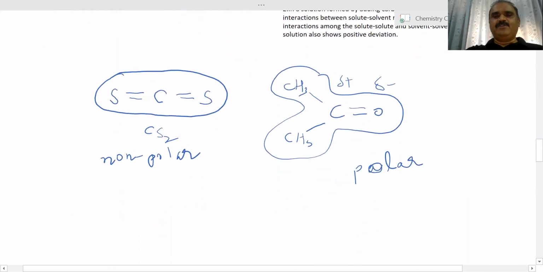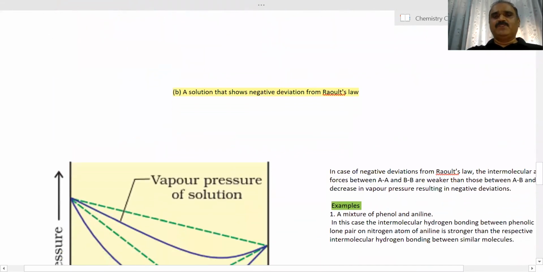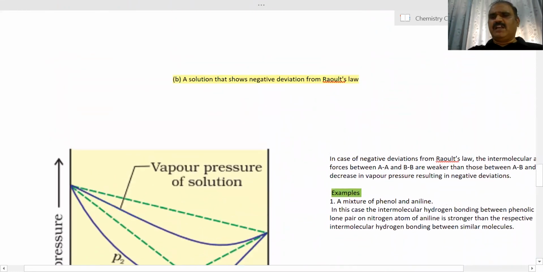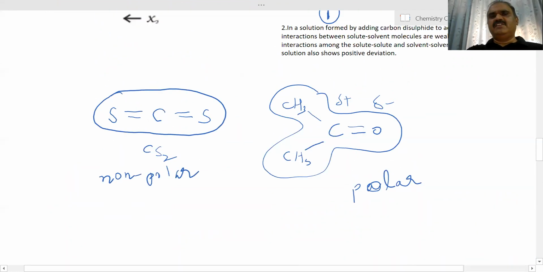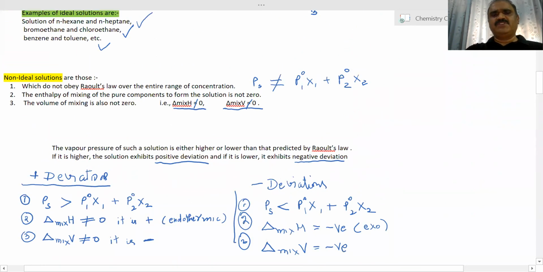And now, in the opposite way, we are going to explain solutions that show negative deviation from Raoult's law. It is just reverse. You can do it by yourself also. I will give you a hint. The hint is: what is a non-ideal solution? We have written here just the opposite. You can write for yourself in your notebooks.